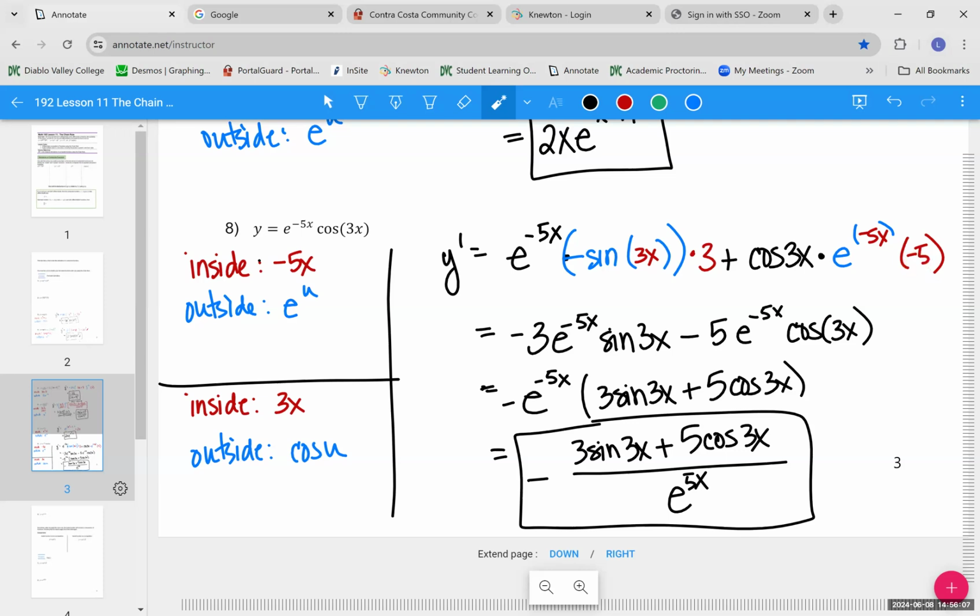So everything else I'm doing here is just kind of cleaning it up. In this step, I just multiplied things together in each term. Then I noticed that I have a negative e to the negative 5x in both terms, so I factored that out, which allows me to kick the e to the positive 5x down to the bottom, and I just left this negative in front of the whole thing.